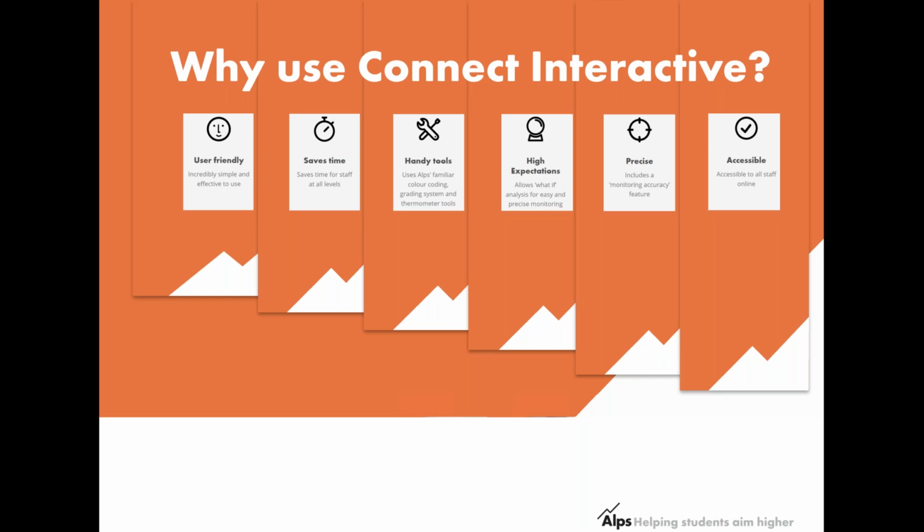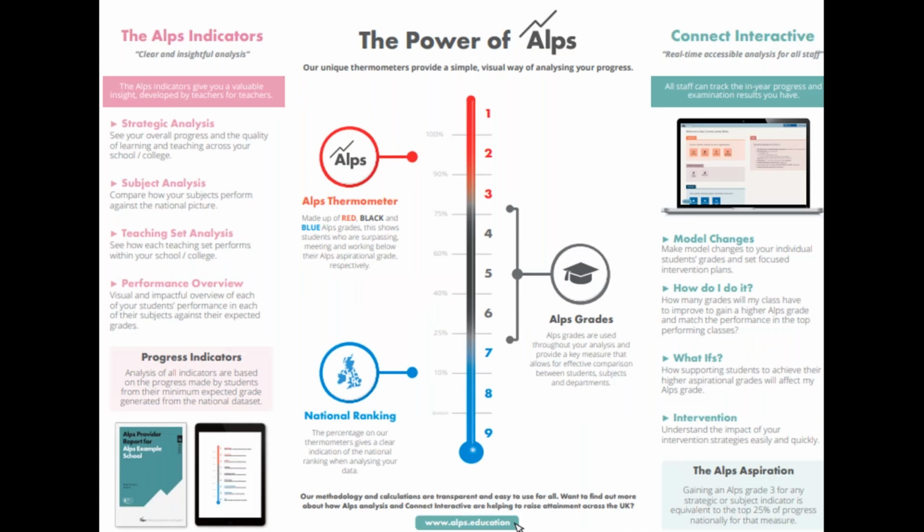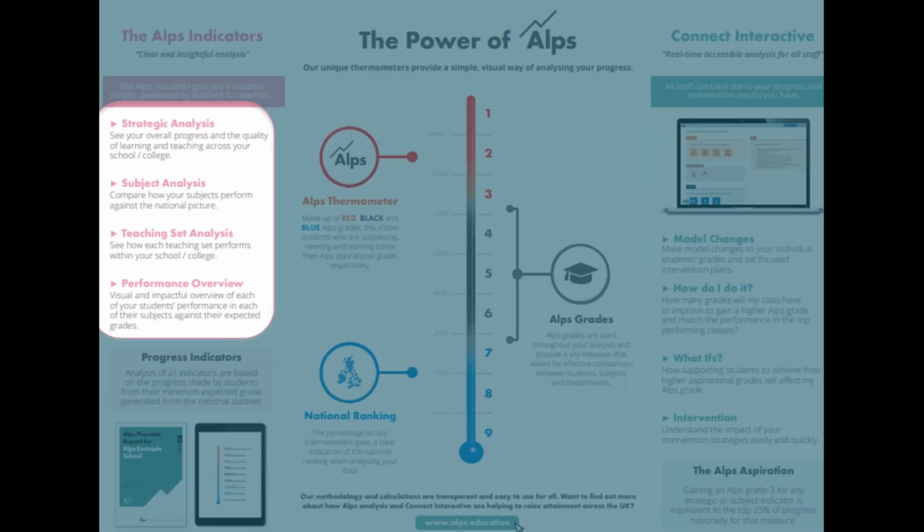So this is a little flyer that we put together to kind of summarize all of that. And just let me talk you through a couple of these things before I take you into Connect Interactive. So what can you do with Alps reports and Alps analysis? Well, you can do 3 levels of analysis. I know there's 4 there, but let me explain.